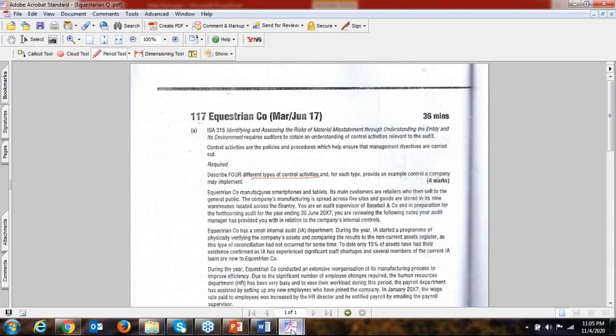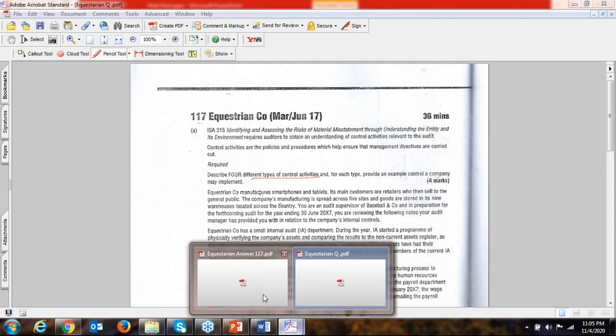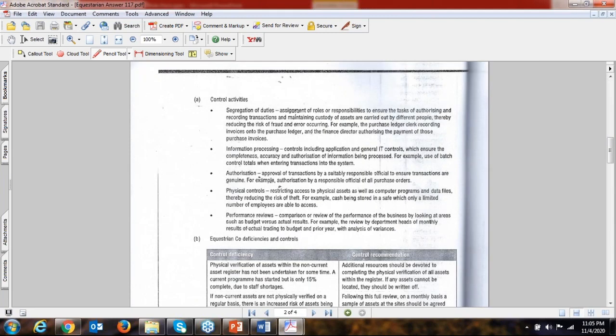Now we will read the answer. You will realize what you need to mention. Assignment of roles and responsibilities to ensure the tasks of authorizing and recording transactions and custody of assets are carried out by different people, which ultimately reduces the risk of fraud and error.